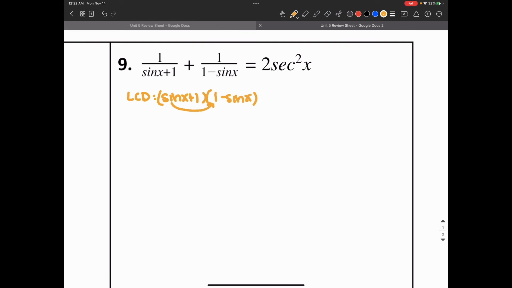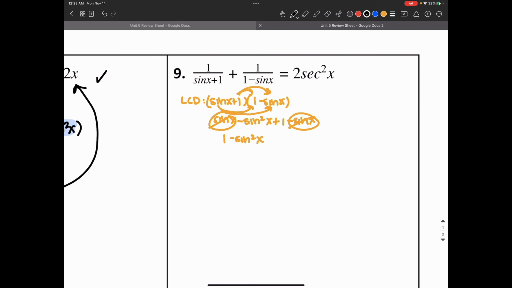So this would be sine of x minus sine squared of x plus 1. Ooh, that looks weird. Oh, plus 1 minus sine of x. This is going to cancel and this is going to cancel, and I'm going to be left with 1 minus sine squared of x. So that's what's going to be the new denominator, which we can use a trig function to change later on.